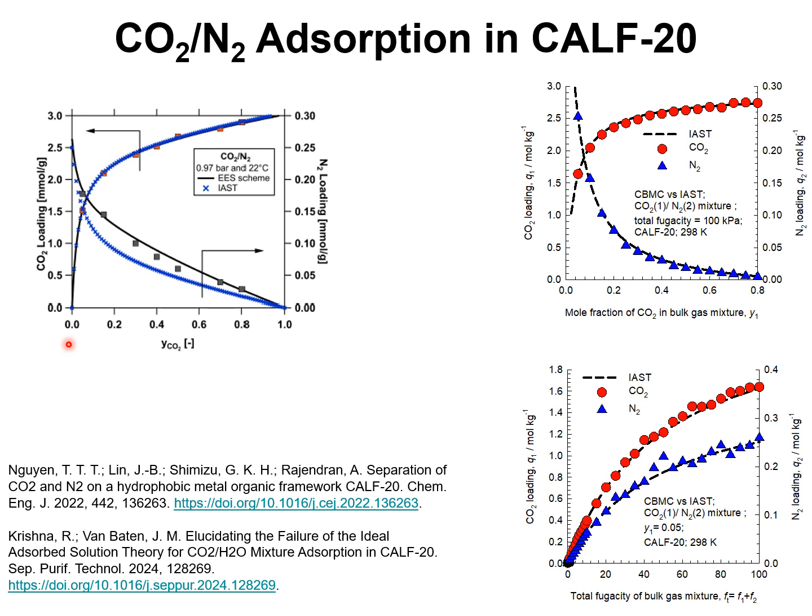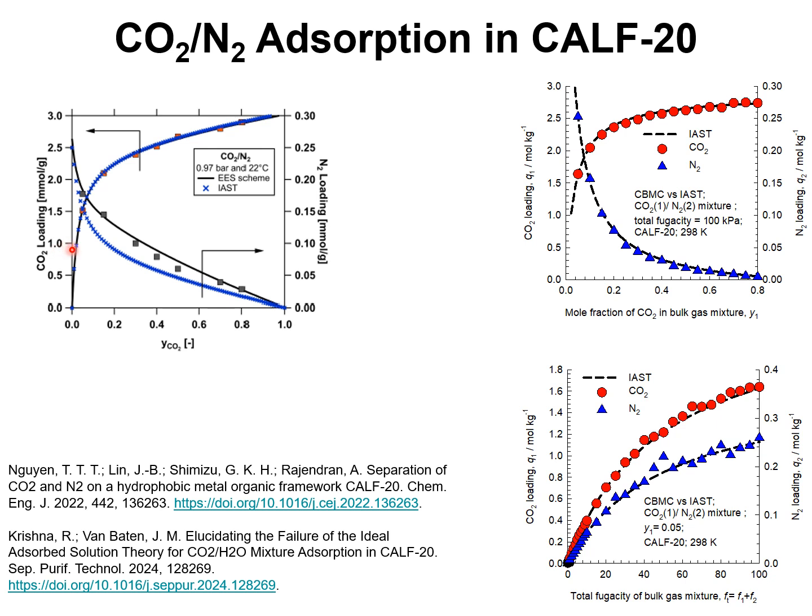and the experiments were carried out at a total pressure of 97 kilopascals and a temperature of 295 Kelvin. The IAST estimates of CO2 loading and nitrogen loading are shown by the blue crosses. We note here that there is a slight deviation between the IAST estimations for nitrogen loadings as compared to the experimental values.